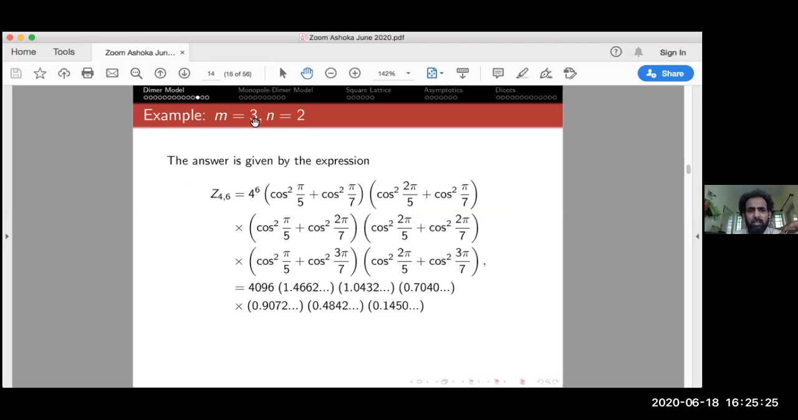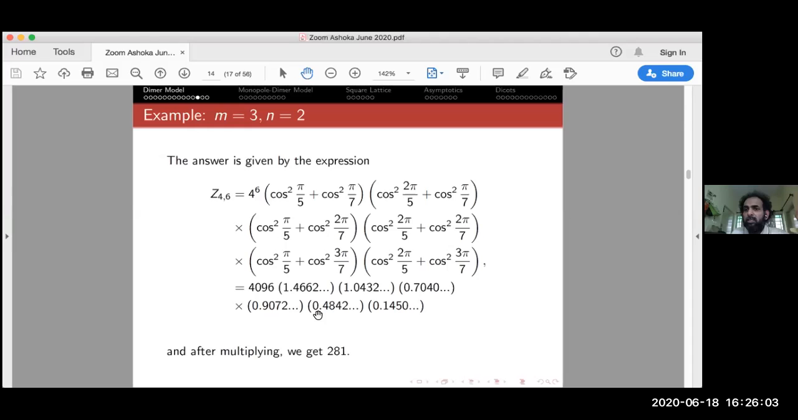Just to give you an example, if m is 3 and n is 2, then you get the sum of cosine squared pi by 5, cosine squared pi by 7, etc. In this case, at least, there are formulas for cosine pi by 5 and cosine pi by 7 and so on. They're not simple formulas, but they do exist. And this is really a small example. Now you're summing them, so you get a bunch of irrational numbers. And if you multiply all of them out, you get 281, which is exactly that. So it's a really beautiful theorem.